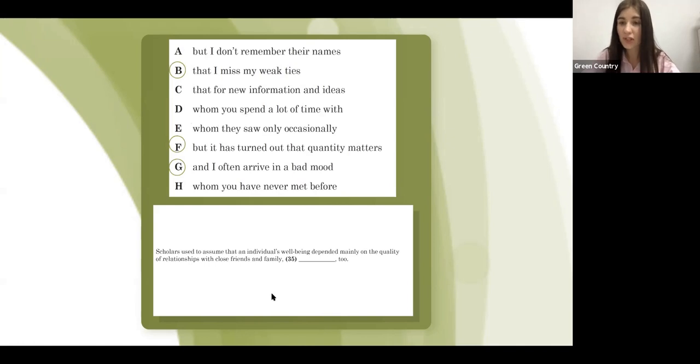You know, here the structure of the sentence is another. Let's have a look. Scholars used to assume that an individual's well-being depended mainly on the quality of relationship with close friends and family. It's one idea, like quality of relationships with family. And another idea is that quantity also matters, like how many friends and family, relatives we have, and how often we communicate with them. That is the second idea.